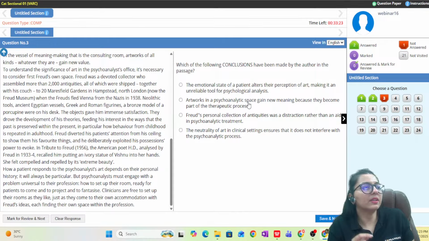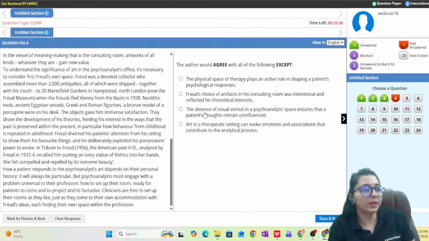Artwork in a psychoanalytic space gains new meaning because it becomes part of the therapeutic process. Well, yes, because there is some sort of chemistry that needs to happen there with the painting. Freud's personal collection of antiquities was a distraction. No, it wasn't. The neutrality of the art in a clinical setting ensures that it does not interfere. No, it does interfere. It has to change with your mind. So the answer most likely should be B.